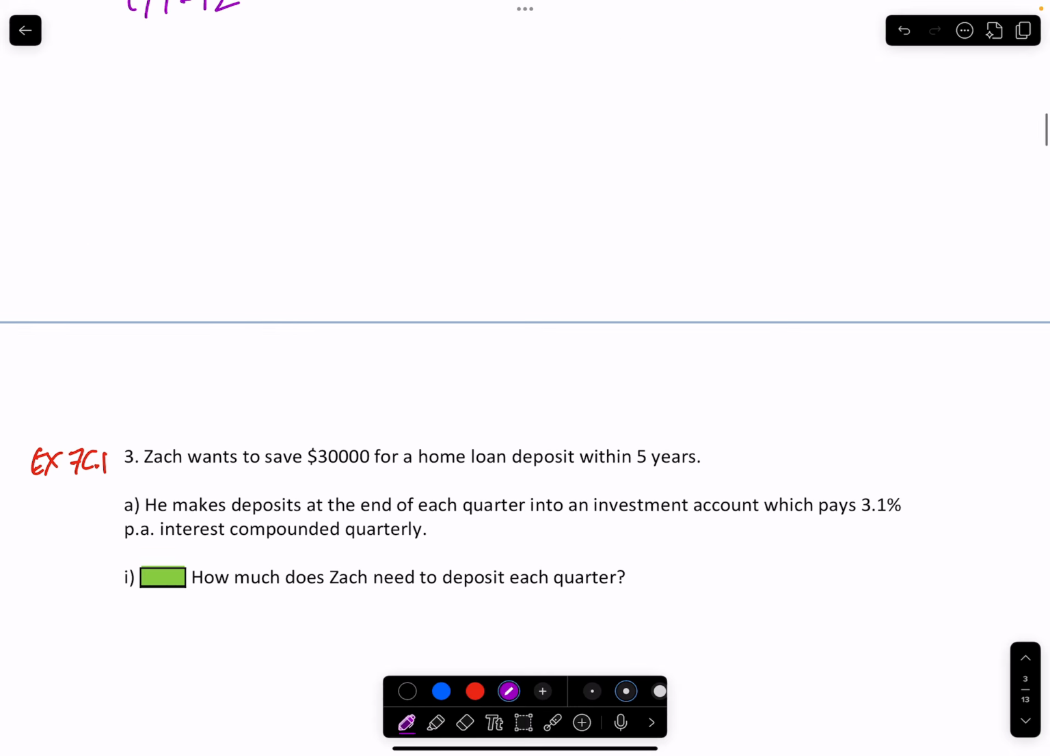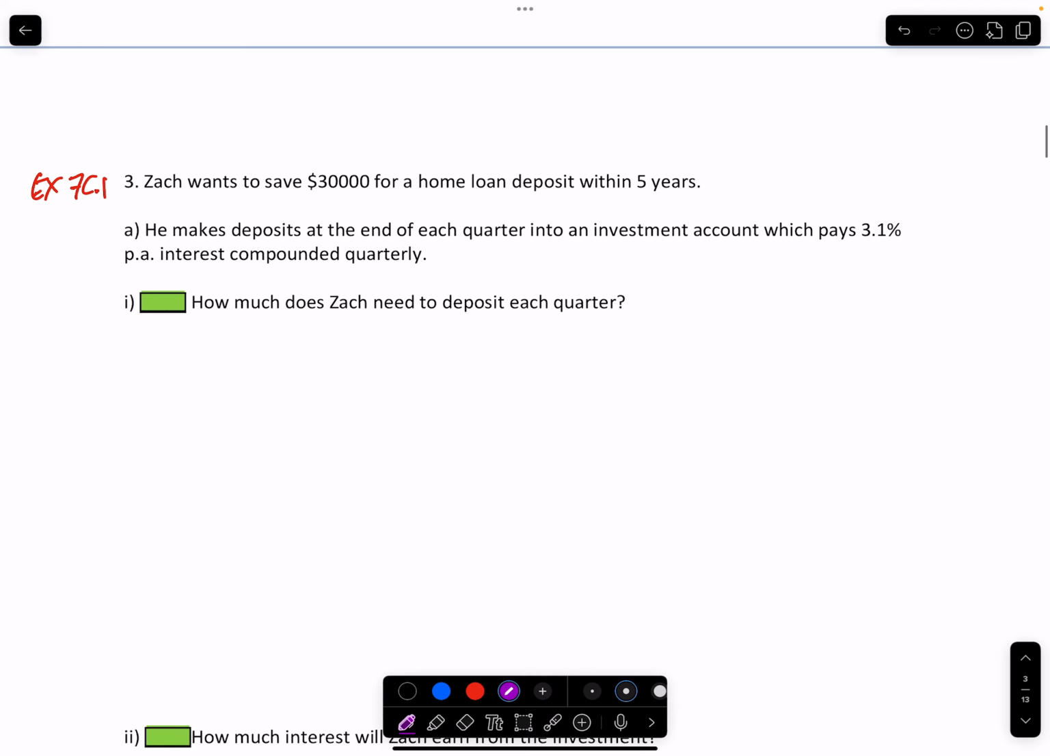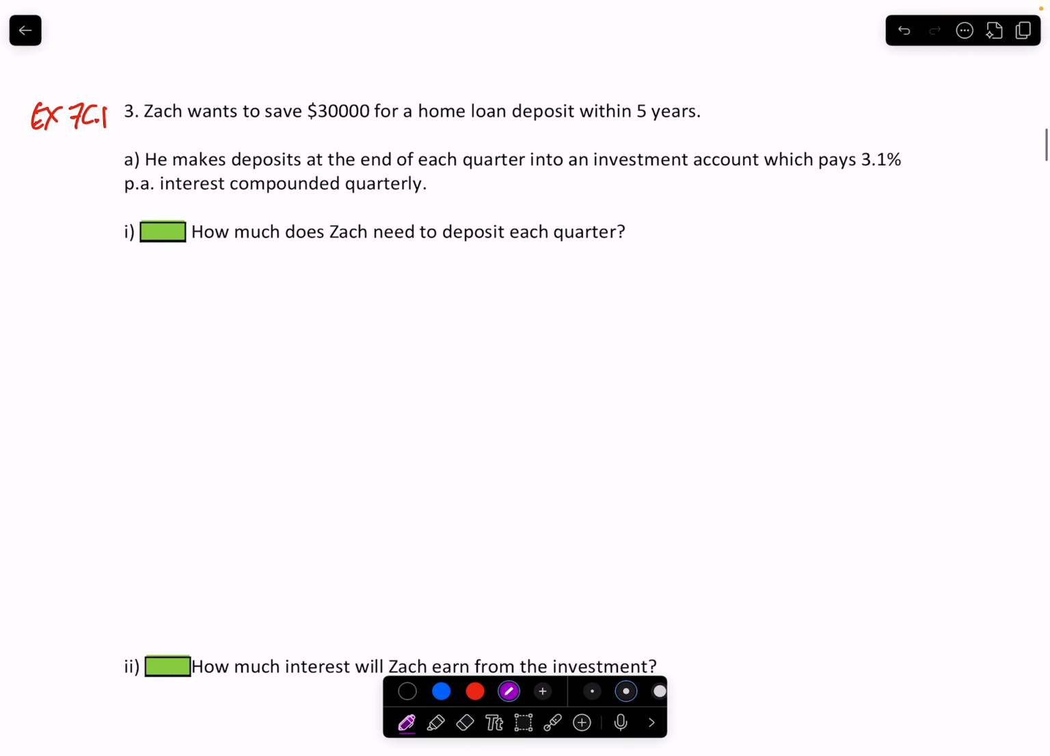This is a 7C.1 question. So you want to practice this on the DI. You would have just done timeline work. Zach wants to save $30,000 for a home loan deposit within 5 years. He deposits quarterly, 3.1% per annum, interest compounded quarterly. How much does he need to deposit each quarter?